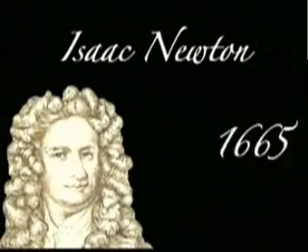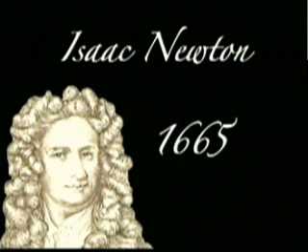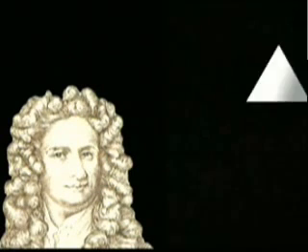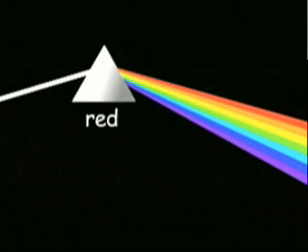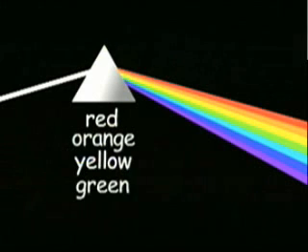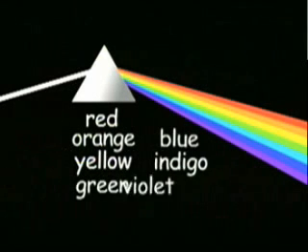Isaac Newton in 1665 made some important discoveries about light and color. He found that white light entering a glass prism could be bent and separated, or refracted, into 7 color groups. These principal color groups were red, orange, yellow, green, blue, indigo, and violet.